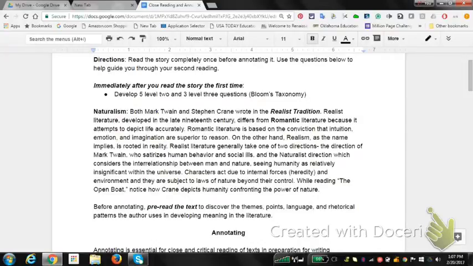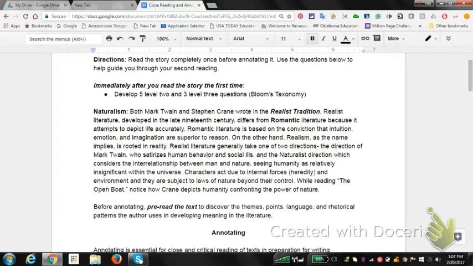Alright guys, by now you should have developed 5 level 2 questions and 3 level 3 questions based on Bloom's taxonomy. Next we're going to look at reading traditions. Scholars have placed different authors into different time eras, and the way that they write, themes that they talk about, ideas that they discuss, into specific traditions.